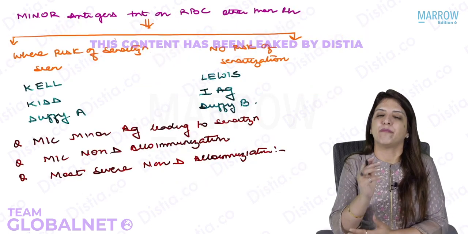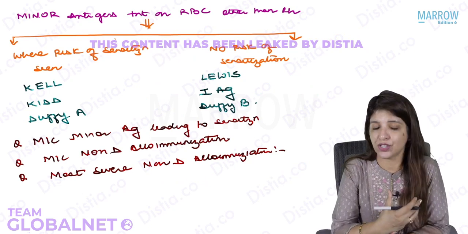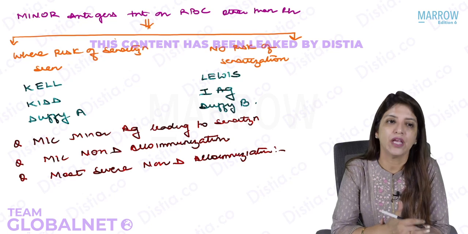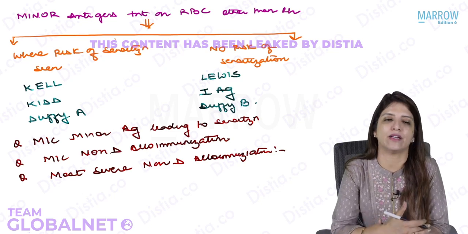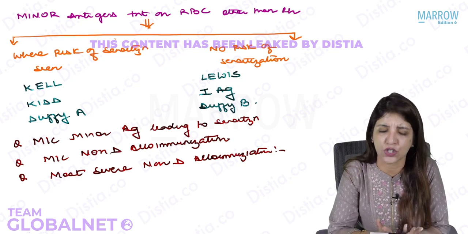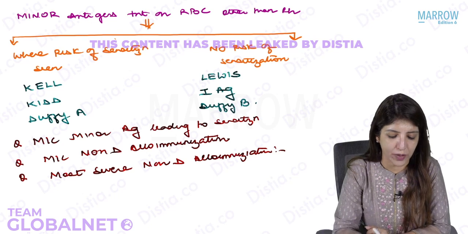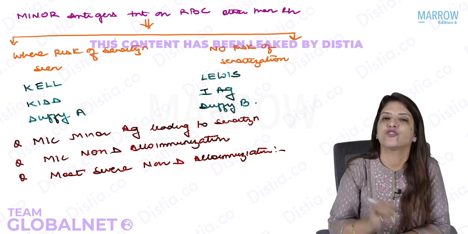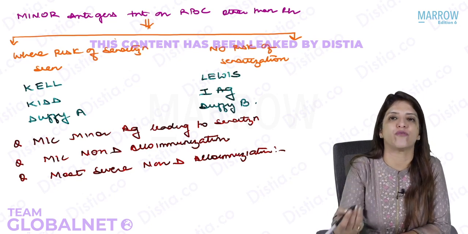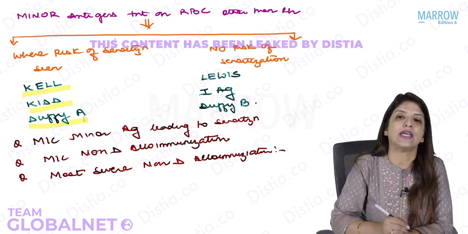Then, apart from these Rh antigens, which are major antigens, there are certain minor antigens which are present on RBC, right? And some of these minor antigens, they have a risk of sensitization. They carry a risk of sensitization. Some of them, they don't have any risk of sensitization. And this is a very often asked question. So those minor antigens which carry some risk of sensitization are Kell, Kidd and Duffy A antigens.